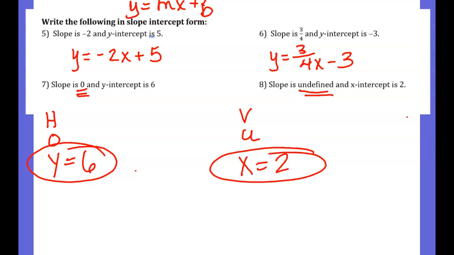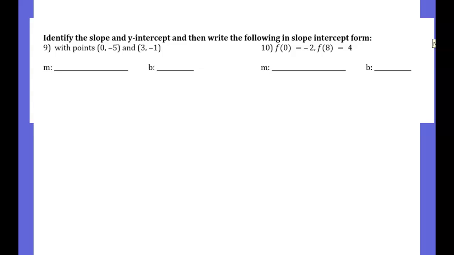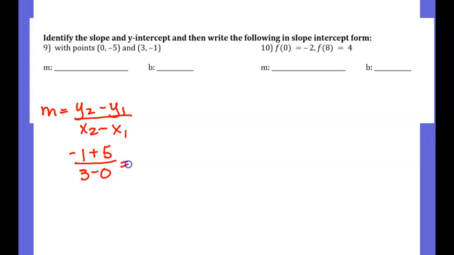Okay, so moving on. Now here's what we have that's a little bit new. Identify the slope and the y-intercept, and then write the following in slope-intercept form. Well, we have 2 points, but when we look at these 2 points, we remember that we're going to use our slope formula to get the slope. So I'm just going to plug it in. I get -1 plus 5, because I'm subtracting a negative, divided by 3 minus 0. So we've got 4/3. So our slope is 4/3. But now look at our 2 points. We've got (0, -5) and (3, -1).